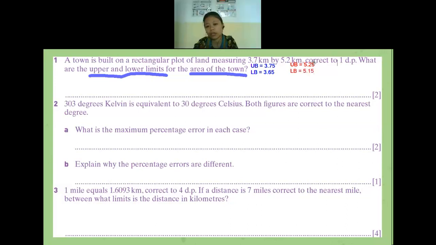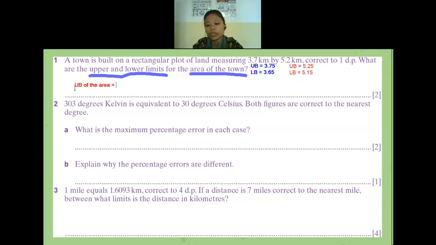If anyone gets confused or has difficulties finding the upper bound and lower bound, please let me know. Do not stay quiet. It's okay to ask for clarification. Is there anyone who has a question? No? If no one has a question, let us continue to find the upper bound of the area. How to find the upper bound of the area? How many times how many?